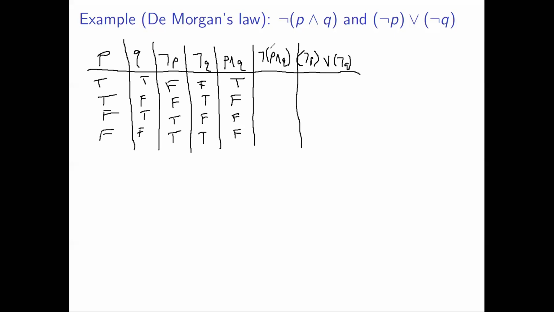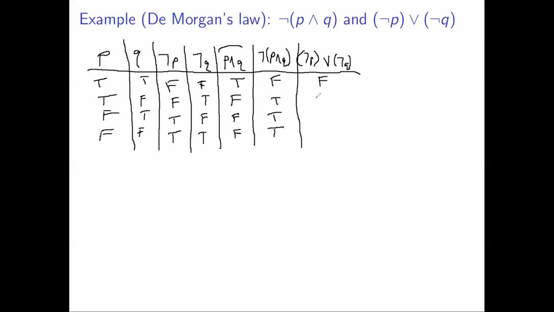Then we do the negation of that same conjunction that we just did. In the first row, the conjunction is true, so its negation is false. Second row, the conjunction is false, so the negation is true. The rest of the rows, the conjunction is false, so its negation is true. Now we go on to that last column, not P or not Q. First row, not P is false, not Q is false, so the disjunction is false because neither of the disjuncts is true.